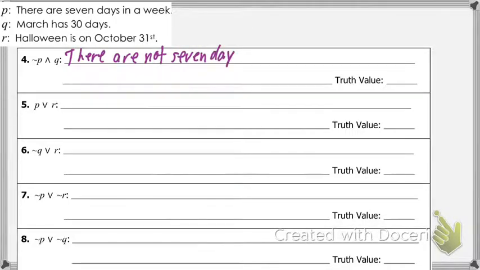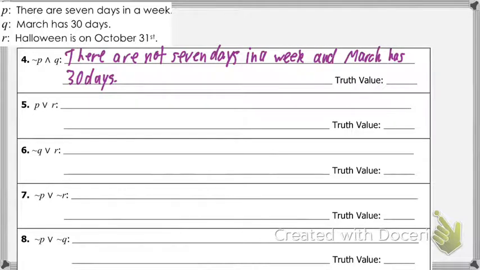Now we're going to add the word not somewhere where it makes sense, right? We're not going to say there are 7 days in a not week. You're going to put it where it makes sense, okay? There are not 7 days in a week. And then Q, March has 30 days. Now, this didn't say not Q. It just said not P. So Q, we still write as normal Q.